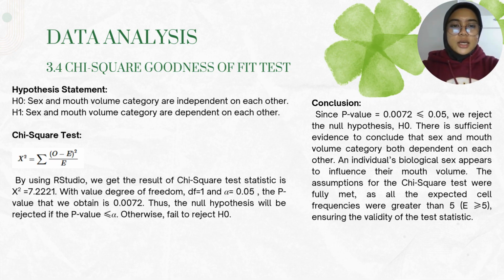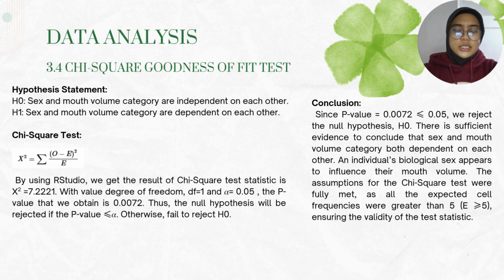As you can see here, these are the work steps for us to justify our hypothesis just now. First things first, we have to state the hypothesis statement, which are H null where both variables are independent, while H1 is when both variables are dependent on each other.